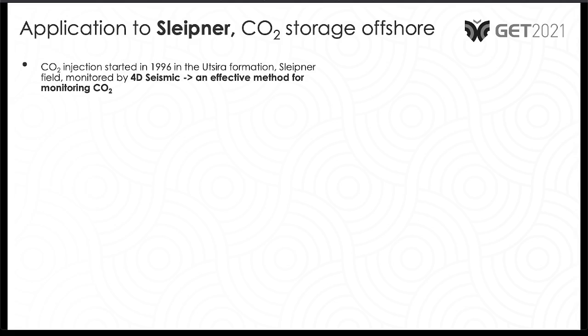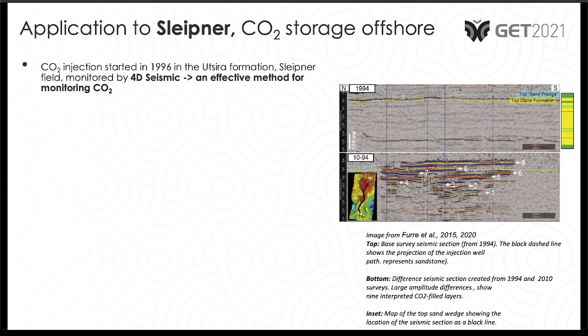So now let's quickly see the projects. Here we're talking about the Sleipner CO2 storage project, which started in '96 and for which 4D has been used successfully to track the plume. So you have 9 vintages available and different processing and reprocessings.